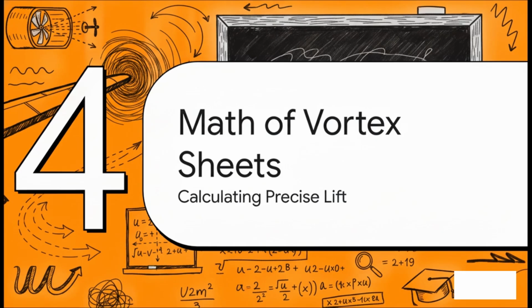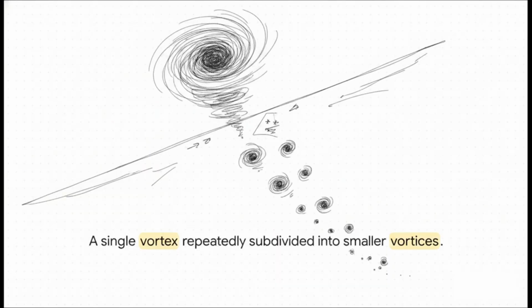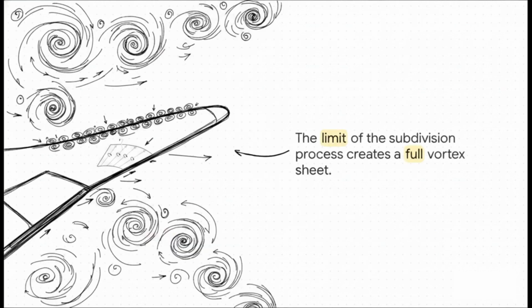The math of vortex sheets. So, to see how engineers actually model this highly complex airflow, I want you to imagine a sequence. Picture a single vortex of a specific strength, and now imagine it being repeatedly subdivided into smaller and smaller vortices, distributed evenly all along a line segment. Now, if you push this subdivision process to its absolute limit, you get a full vortex sheet.